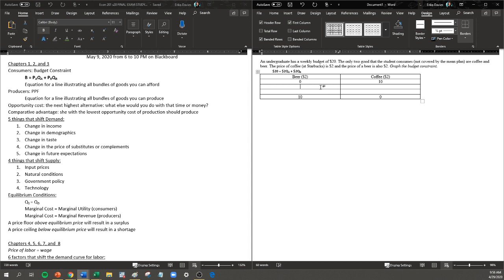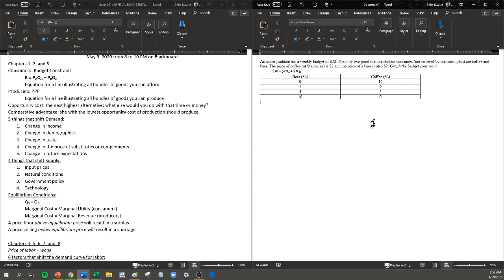Okay, what if we buy 1 beer? If we buy 1 beer, we've spent $2. We have $18 left over. $18 divided by $2 for a coffee. We can buy 9 coffees with that. Let's do a number in the middle here. Let's go for 5 beers. We buy 5 beers. That cost us $10. We have $10 left over. How many coffees can we buy? 5 coffees.